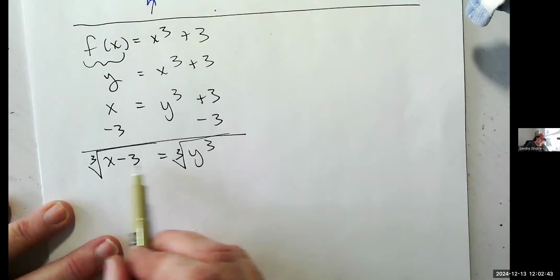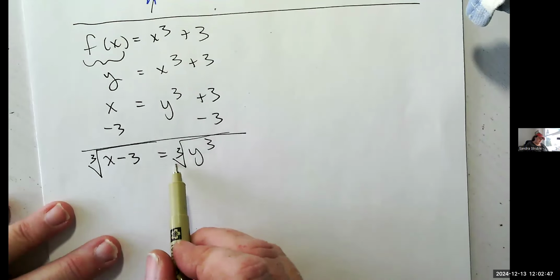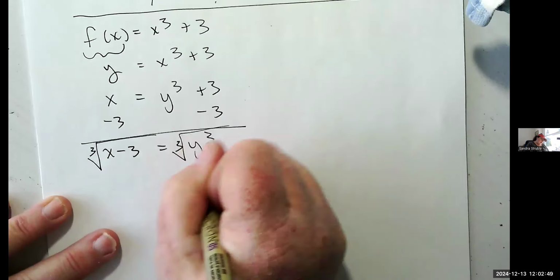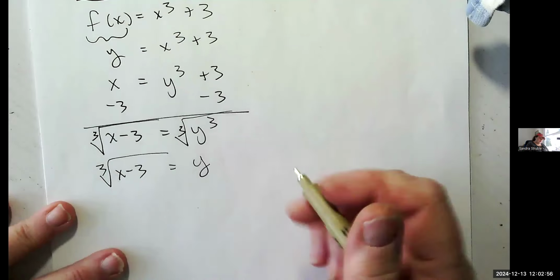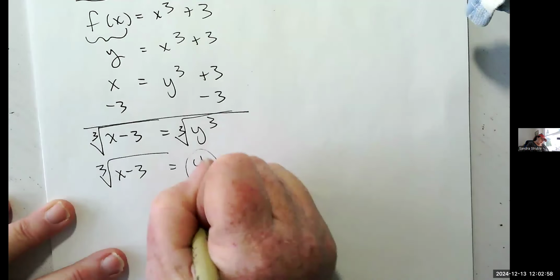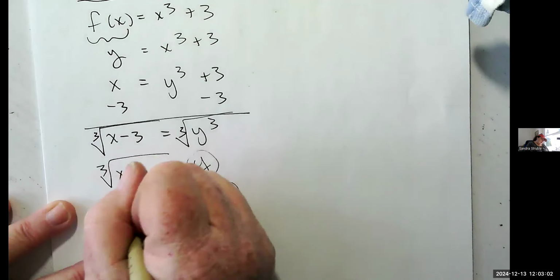And I got x minus 3 is equal to y cubed. The opposite of y cubed is cube root. So I'm going to take the cube root of both sides. So y equals the cube root of x minus 3. And then finally, I didn't ask for y. I asked for the inverse. So I'm just going to change this to the inverse of x is the cube root of x minus 3.